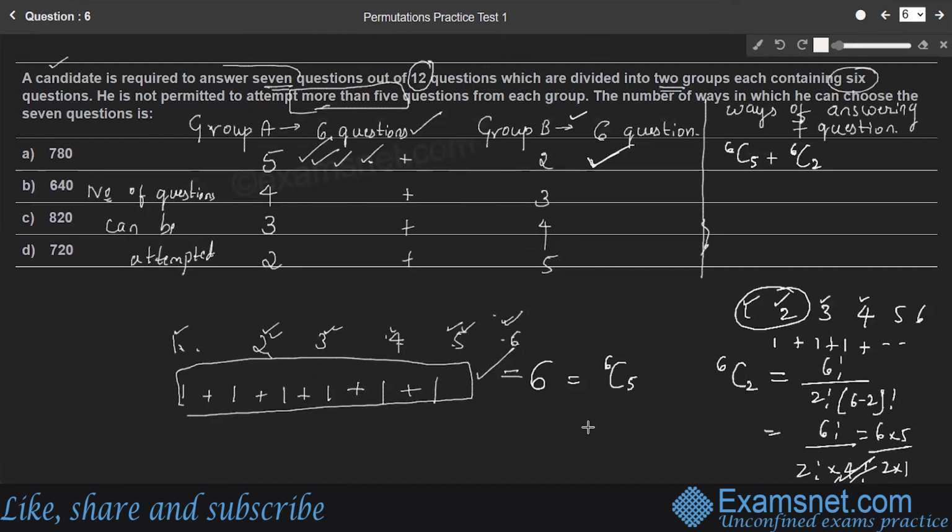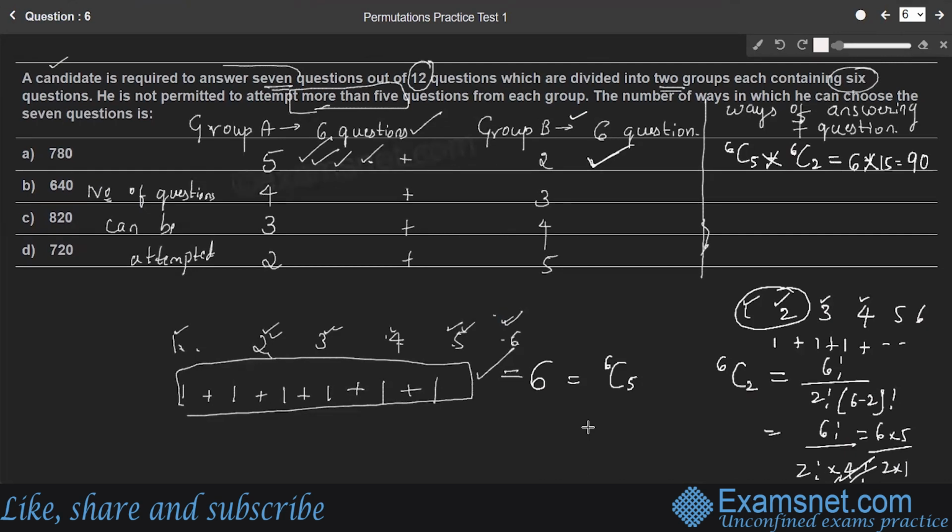Therefore, it is 6C2 times 6C5, which is equal to 6, since 6C5 is 6, into 15 for 6C2. Not plus, it is into 15. So there are 90 ways to choose 7 questions out of 12 questions, right?